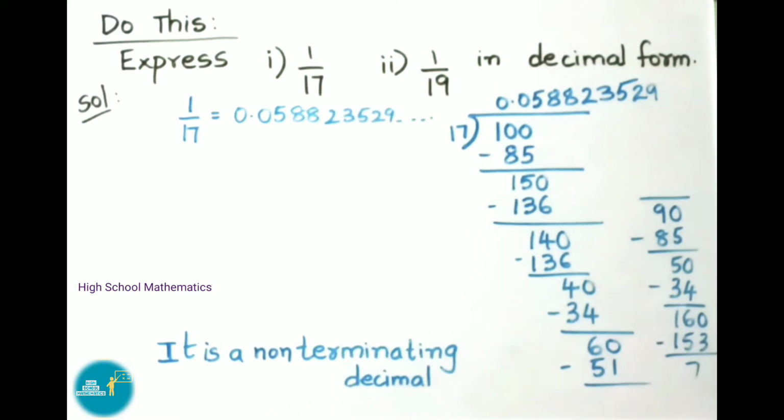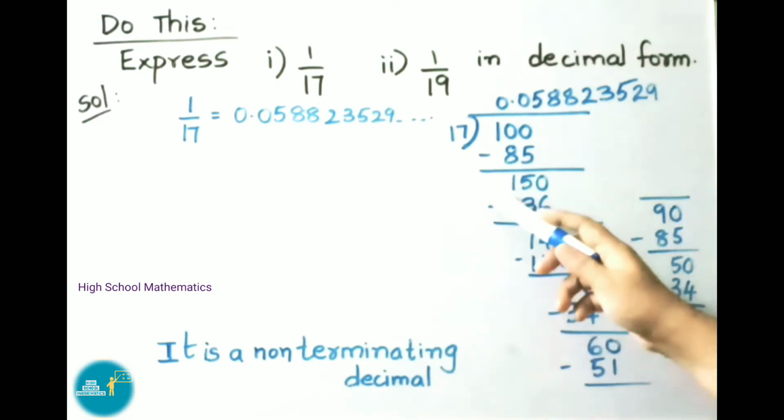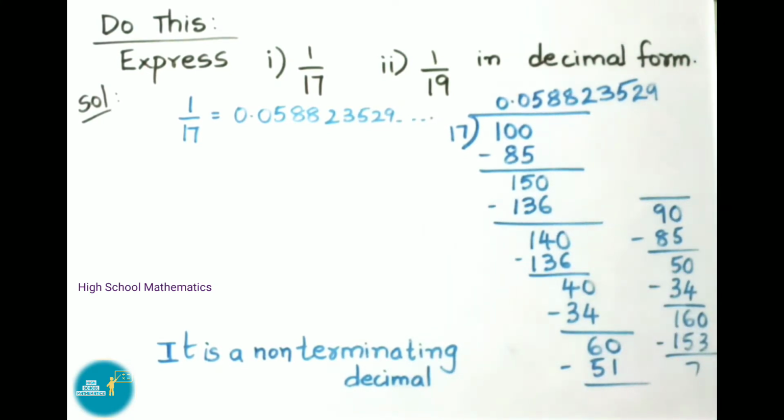So add a 0 here. Since the decimal point is there in our quotient, 17 times 3 is 51. 60 minus 51, we get a remainder 9, which is less than 17. So decimal is there, add a 0. Now the number is 90. 17 times 5 is 85. 90 minus 85, we get a remainder 5, which is less than 17. Since we have a decimal, add a 0 here. Now the number is 50. 17 times 2 is 34. 50 minus 34, we get a remainder 16. Since decimal is there, you add a 0.